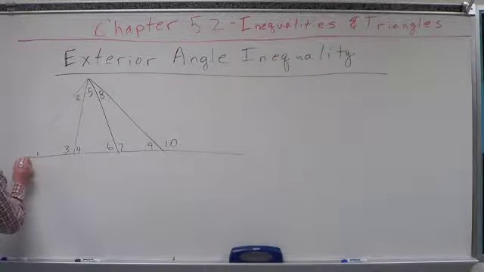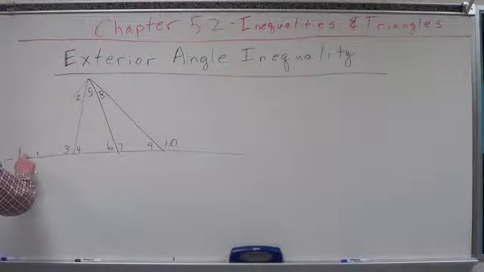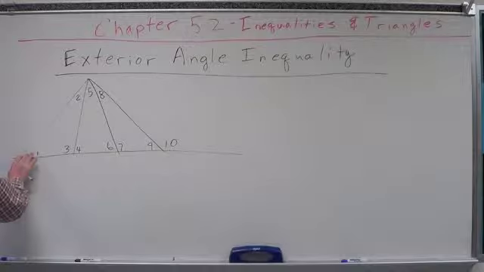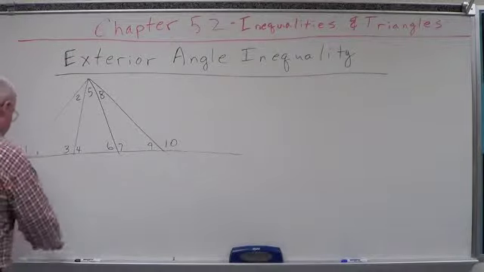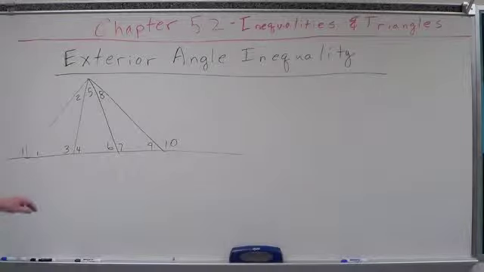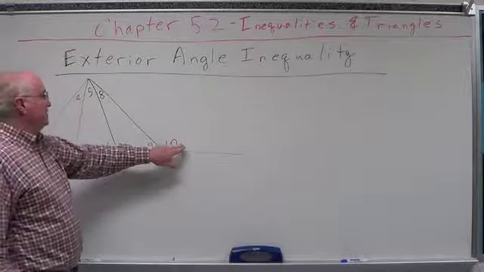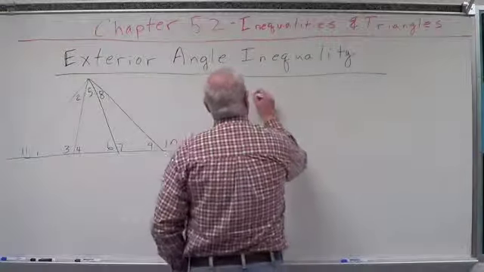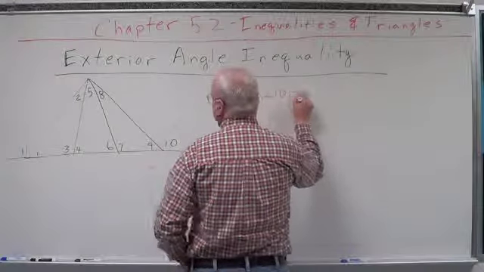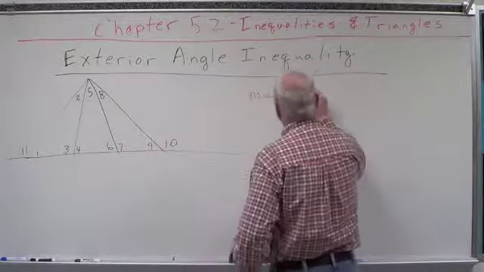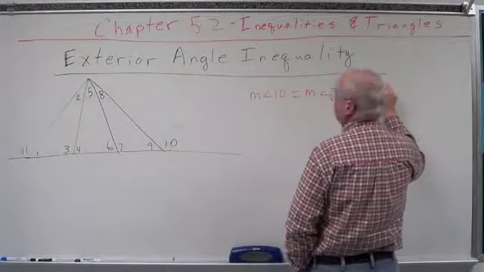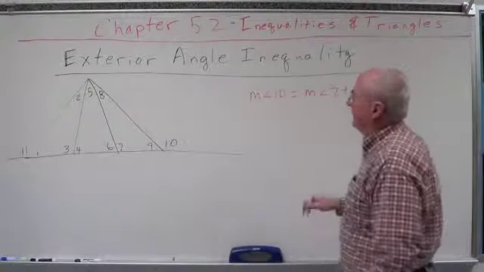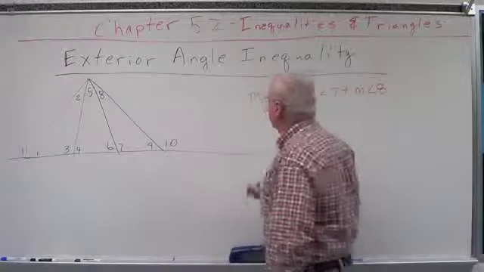Let's come over here and call this angle 11. Okay, so let's use the exterior angle theorem. The exterior angle theorem would say that the measure of angle 10 equals the measure of its remote interior angles, which is the measure of angle 7 plus the measure of angle 8. Now let's go this way further.